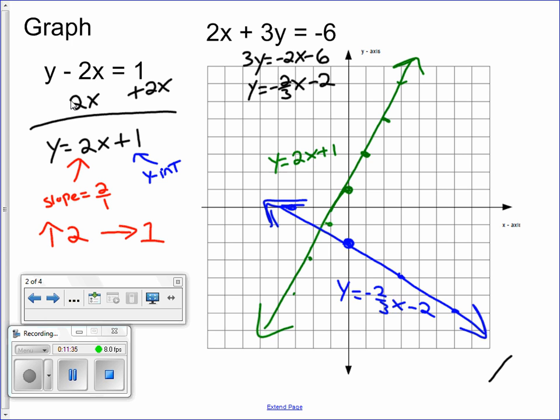I'm not going to give any rule for how much of the line you need to graph. A little tiny bit of it, that's not enough. You can do more than that.